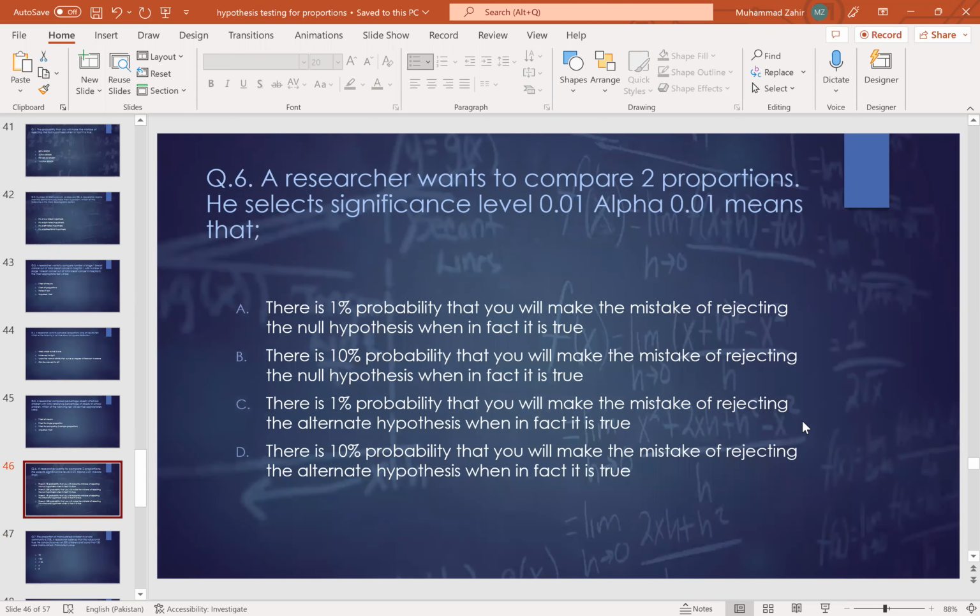A researcher wants to compare two proportions. He selected significance level 0.01 alpha. 0.05 means there is 1% probability that you will make the mistake of rejecting the null hypothesis when in fact it is true. There is 10% probability that you will make the mistake. There is 1% probability that you will make the mistake of rejecting the alternative hypothesis when in fact it is true. Or there is 10% probability that you will make the mistake of rejecting the alternative hypothesis when in fact it is true.